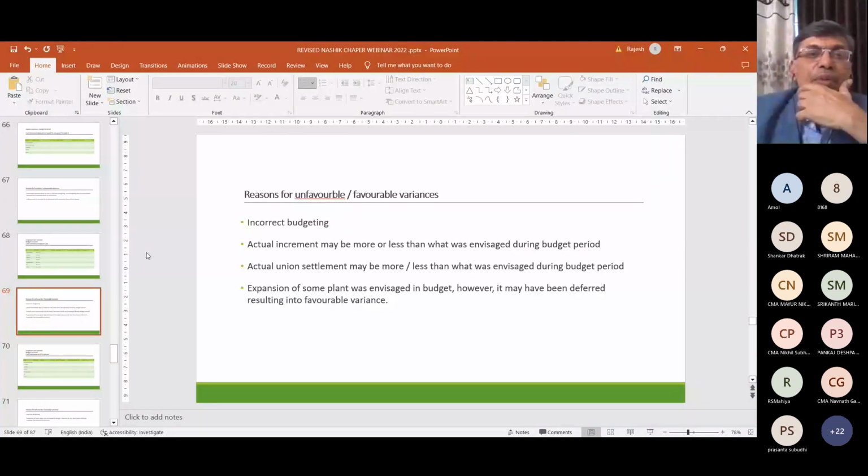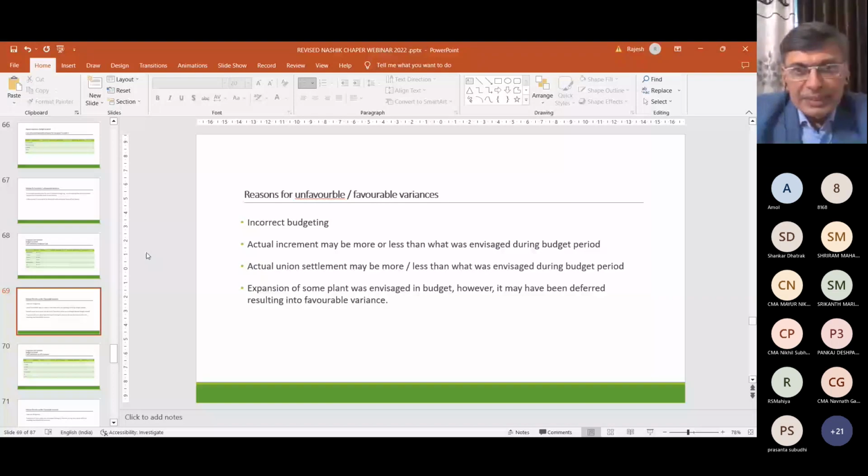Now, reasons for the favorable and unfavorable variances. Actual increment may be more or less than what was envisaged during the budget period. Actual union settlement may be more or less than what was envisaged during the budget period. Expansion of some plant was envisaged in budget, however, it may not happen, resulting in favorable variances.